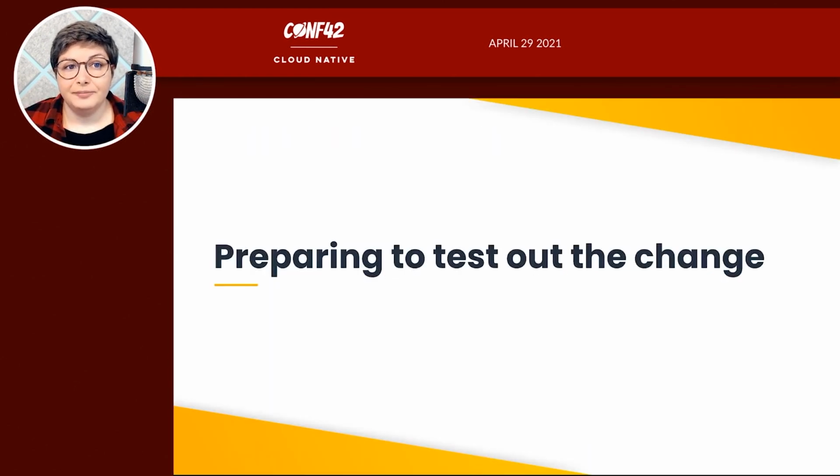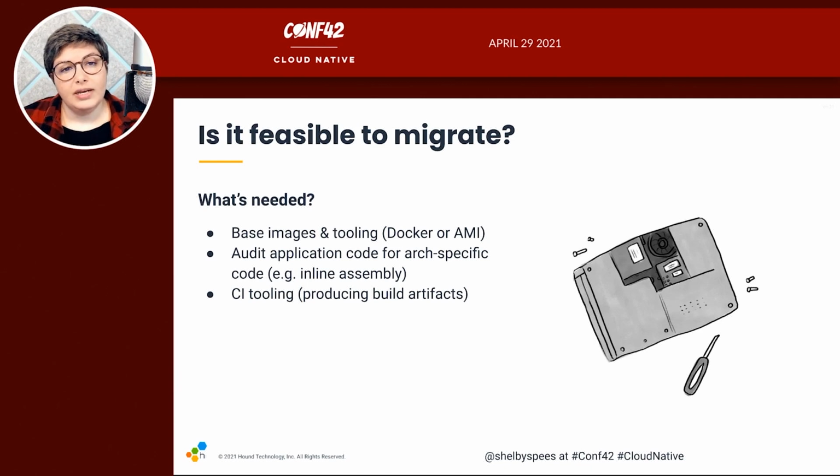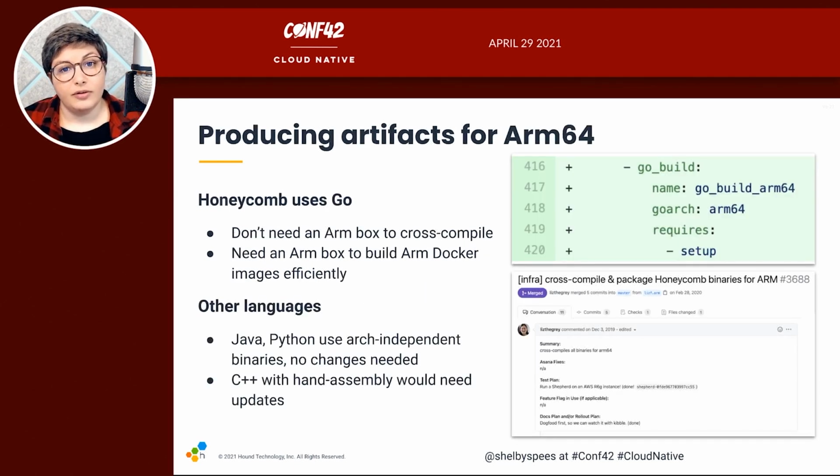What's next? Well, we needed new base images, we needed to check that our application code was compatible, and we needed to make sure that our existing CI would produce build artifacts for ARM64. Honeycomb's a Go shop, so it turns out we just needed to set ARM64 as a compilation target in the Go compiler, and the compiler can handle that for us even if it's not compiling on an ARM box. And so we updated our CircleCI config to include a build step for the ARM64 target.